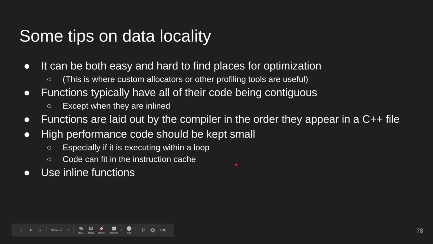Okay, so just a few tips on data locality. It can be very easy and hard to find places for optimization. Again, this is why we will eventually need a custom allocator to tell us how we're accessing our memory, how good of a job we're doing, etc. Okay, even functions are nice in the sense that they have all of their code contiguous, except when they're being inlined. Okay, so I need to talk about that for a moment. Functions themselves are laid out in memory by the compiler in the order they appear in a C++ file.